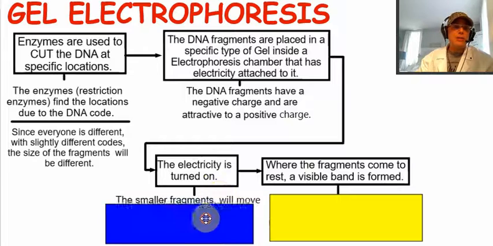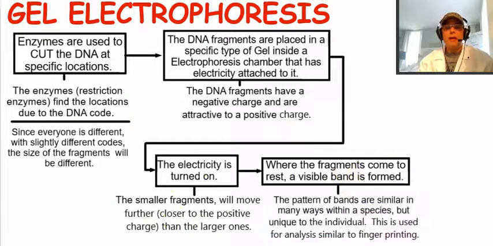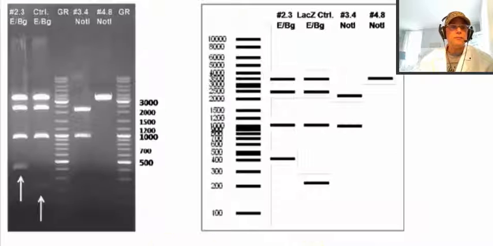The electricity is turned on. The smaller fragments will move further, closer to the positive charge than the larger ones. Where the fragments come to rest, a visible band is formed. That is, if we stain it. The pattern bands are similar in many ways within a species. So I would have a similar banding pattern as you, but unique to the individuals. We're going to see some little differences between us. This is used for analysis similar to the way fingerprints are used.